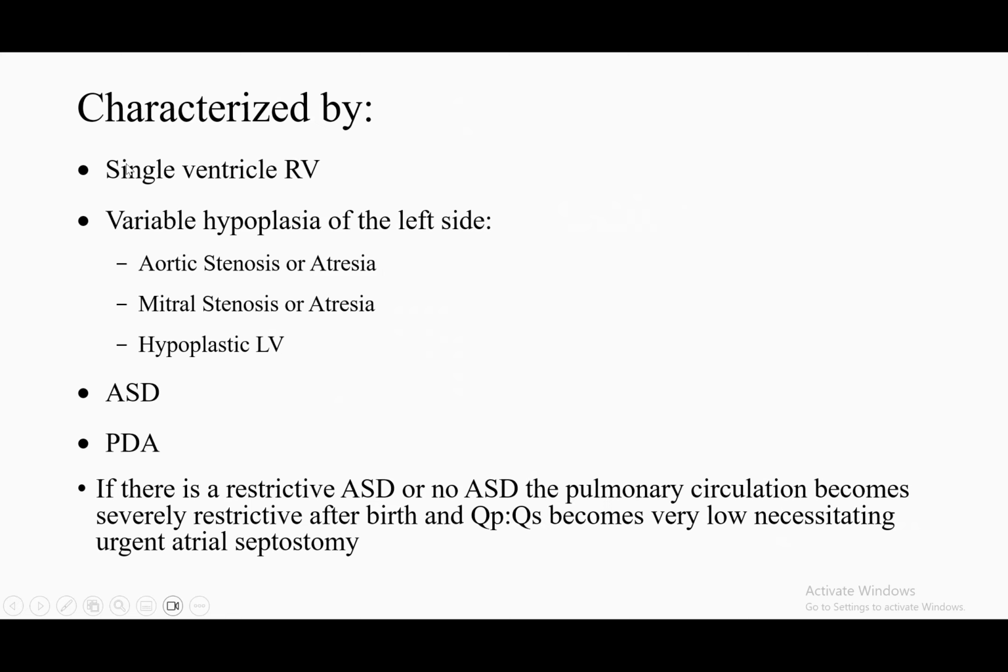Characterized by single ventricle RV, variable hypoplasia of the left side, aortic stenosis or atresia, mitral stenosis or atresia, hypoplastic left ventricle, an ASD, and a PDA, on which the patient is dependent. The patient is ASD and PDA dependent. If there is a restrictive ASD or no ASD, the pulmonary circulation becomes severely restrictive after birth, and QP/QS becomes very low, necessitating urgent atrial septostomy.